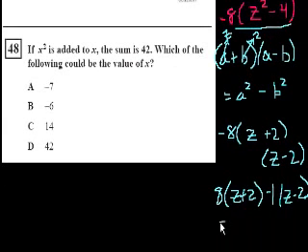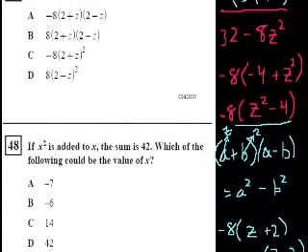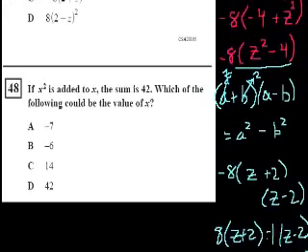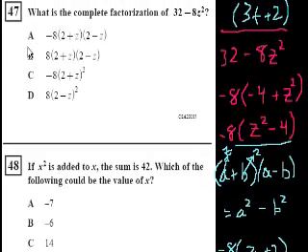And then this becomes 8 times z plus 2. This isn't minus 1, this is times minus 1. Times minus z plus 2. And now I think that choice is there. Right. So we can rewrite this as 8 times 2 plus z. I'm just rearranging it, times 2 minus z. And then that is choice B.